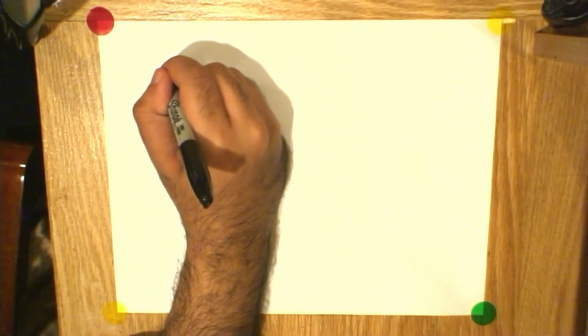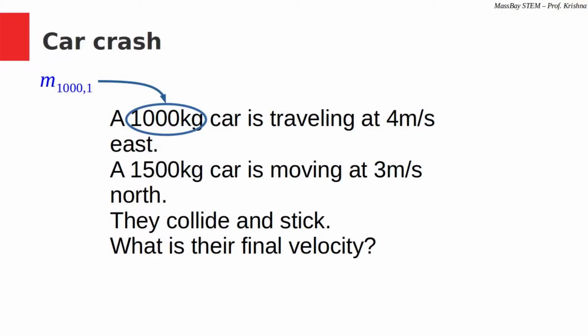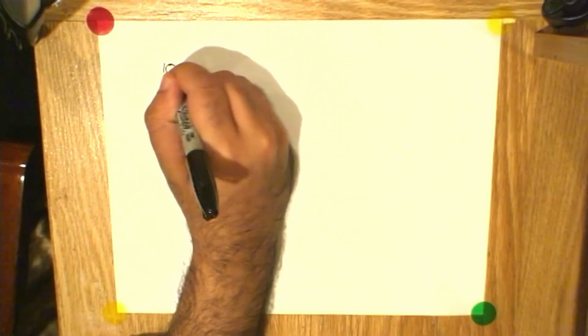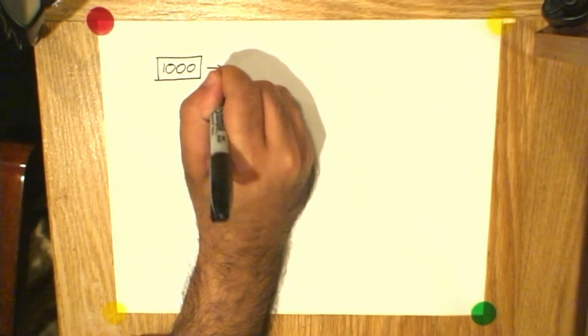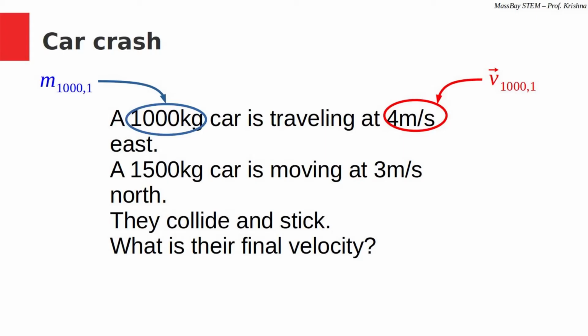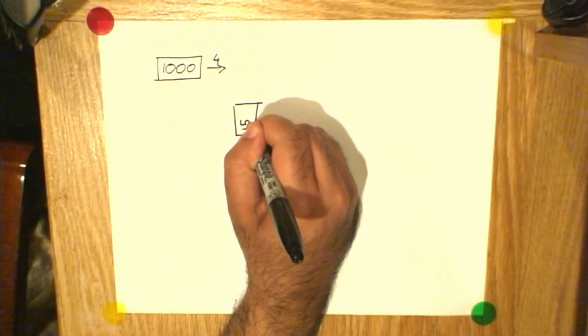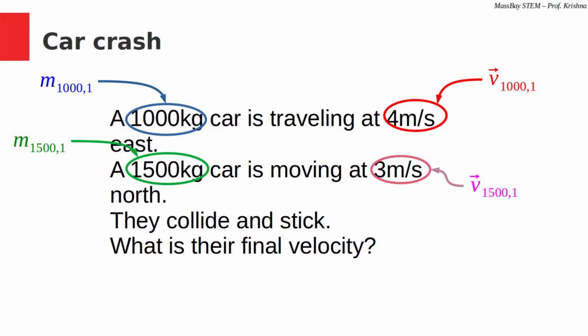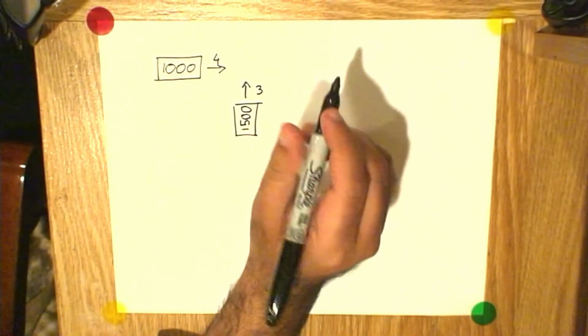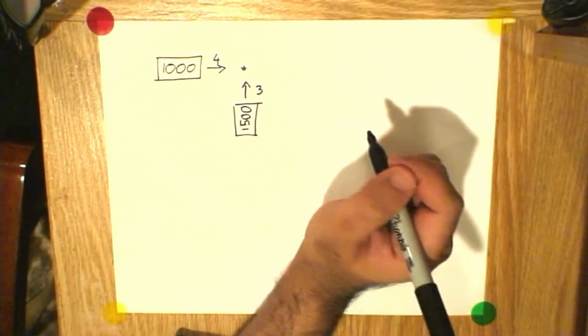In this question, we have a 1,000 kilogram car which is traveling eastwards in this direction at 4 meters per second. We also have a 1,500 kilogram car which is traveling northward at 3 meters per second. These 2 cars are going to collide with each other.